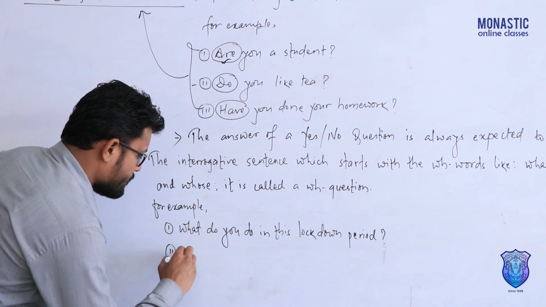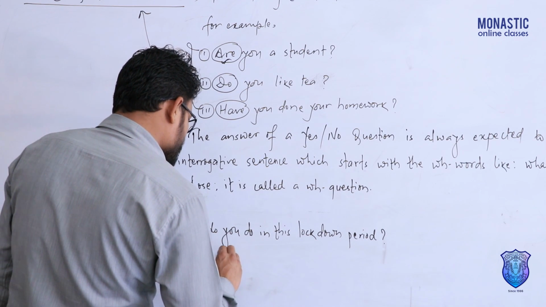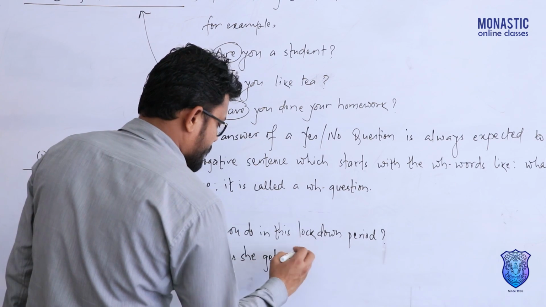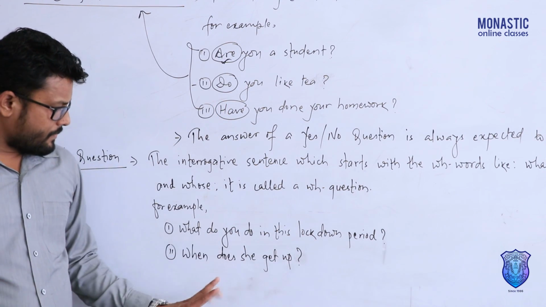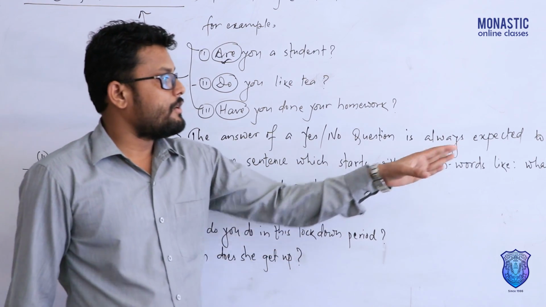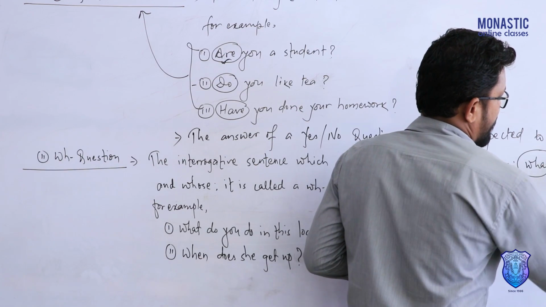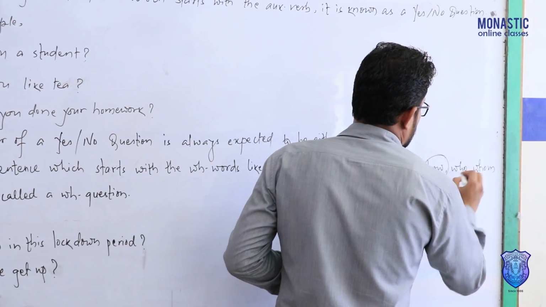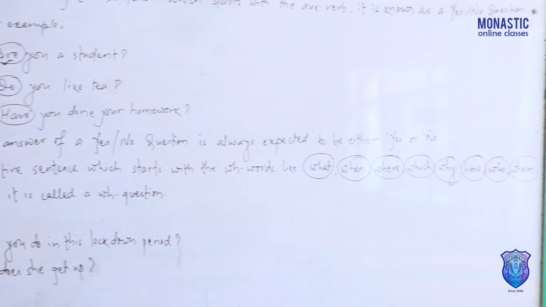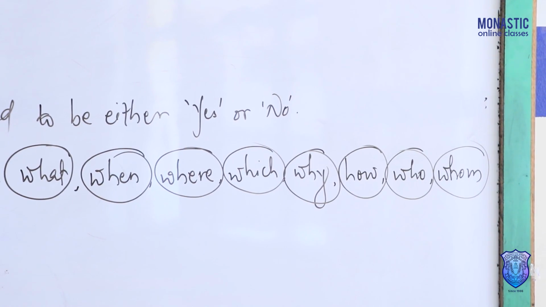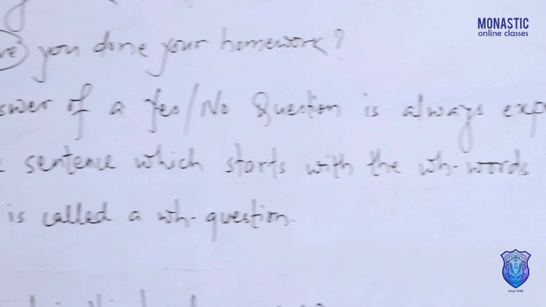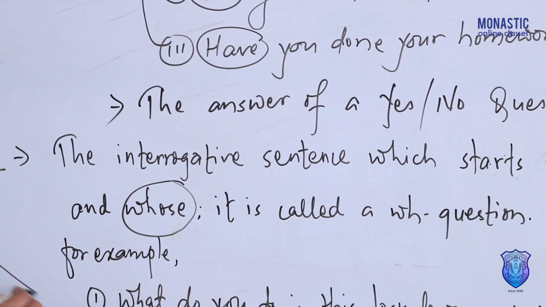Another example is: when does she get up? Even here you can find the sign of interrogation and the auxiliary verb, but this question starts with the WH word when. So you can make examples of your own regarding all these WH words like what, when, where, which, why, how, who, whom, and whose. These are the WH words which are mainly used to ask questions, and when questions are raised using them, they are understood as WH questions.